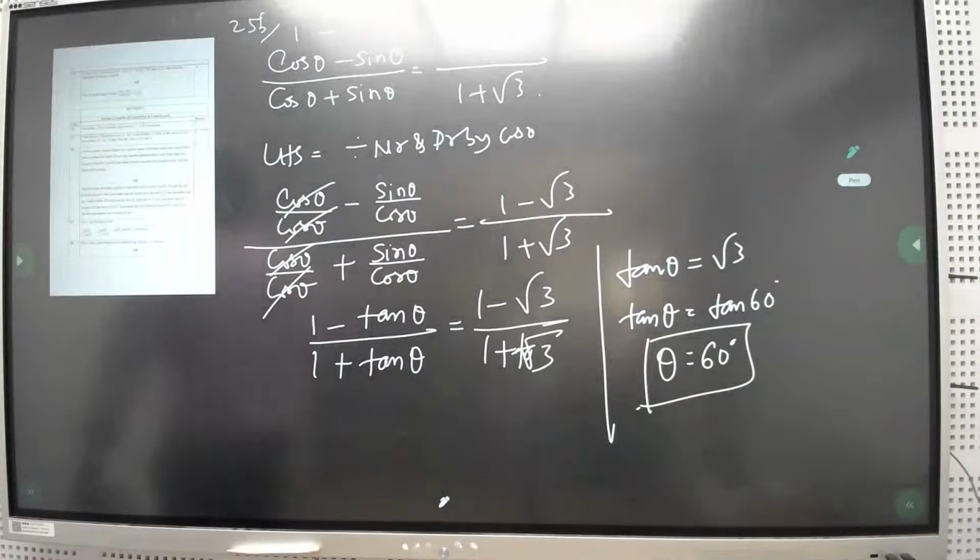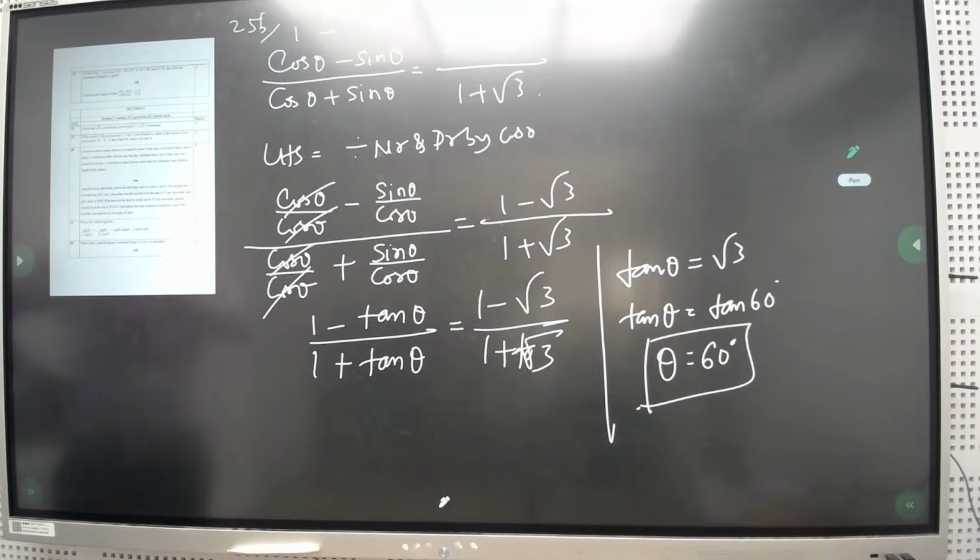I hope when you solve it, because it is a very similar question from your textbook. Only the values they have changed. 1 by root 3. So section B is done. Section C.